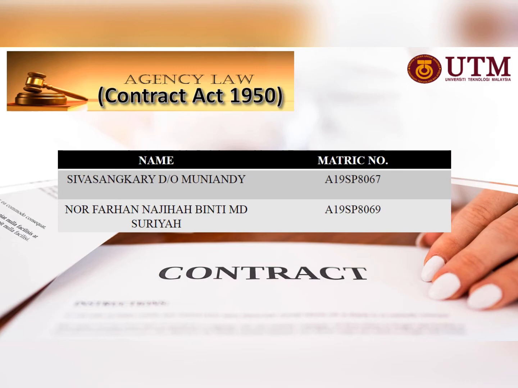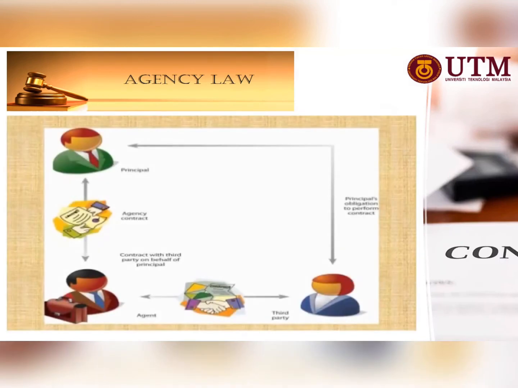based on the Contract Act 1950. Let's see what agency means. The law of agency consists of three most important parties, which are an agent, a principal, and also a third party. Between an agent and a principal, there is a contract named the agency contract. There is the principal's obligation to perform a contract between the principal and also a third party. The contract with the third party on behalf of the principal is the relationship of contract between an agent and the third party.